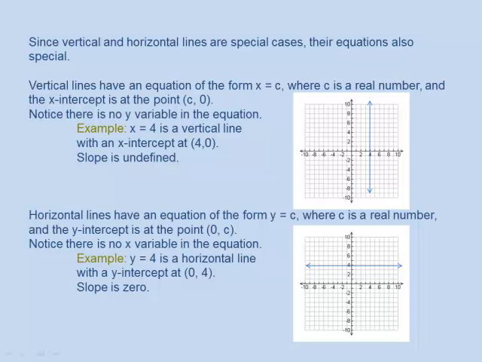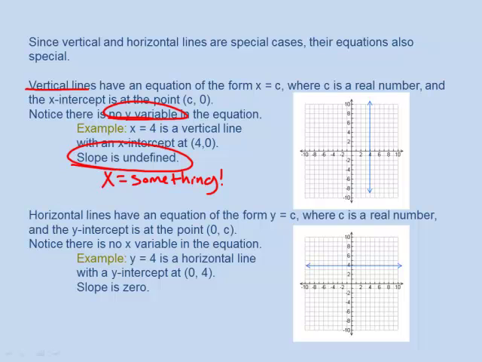Since vertical and horizontal lines are special cases, their equations also are special. Vertical lines have an equation of the form x equals c, where c is a real number and the x-intercept is at the point (c, 0). So the thing to remember here, because this is kind of a formal definition, is that with vertical lines, there is no y variable. It's going to be x equals something always if you have a vertical line. And remember, with a vertical line, slope is undefined.